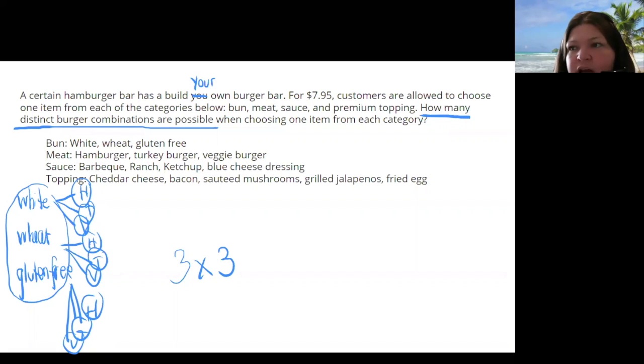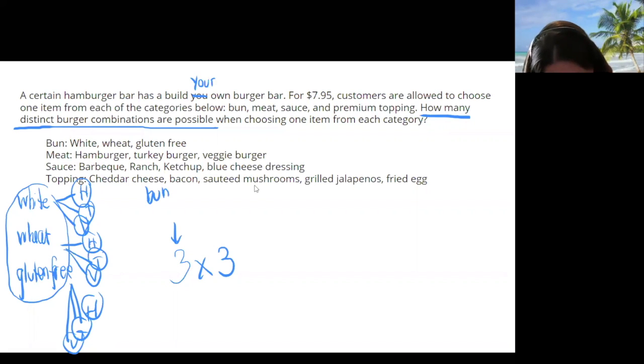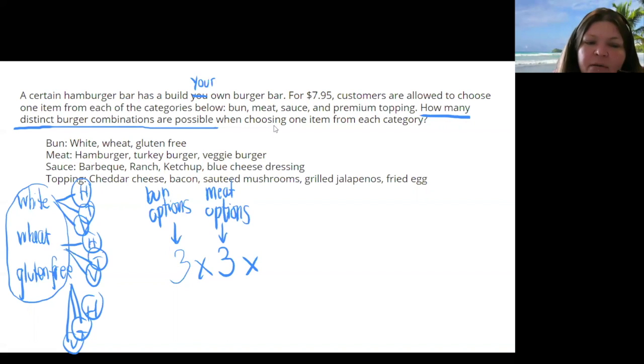Instead of drawing out the diagram that will show you this visually, you can just multiply by your number of options. So how many options do I have for a bun? I have 3 options for a bun. Now I could put any one of those meats on any one of those buns. So I times it by my meat options. And you just keep progressing that way. Each time you're faced with a new option, you multiply by your number of choices.